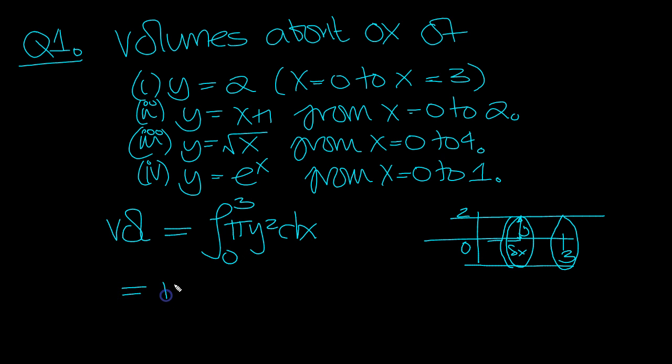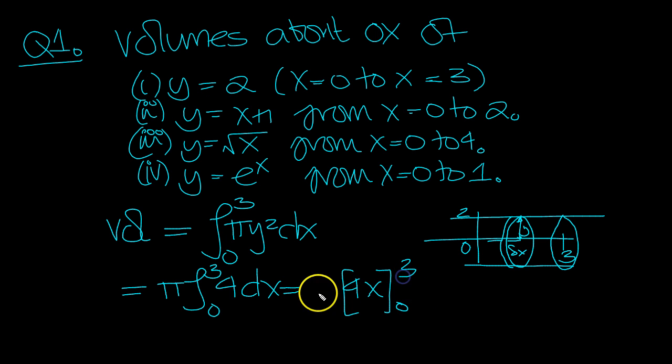So that's equal to pi then, take that outside. Integral of y squared, well y is 2, so it's 2 squared, so we can write 4, can't we? dx from 0 to 3. Integrate 4, we get 4x between 0 and 3, the bounds of the definite integral. So the top value is going to be 12, the bottom value is going to be 0. So it just works out at 12 pi.